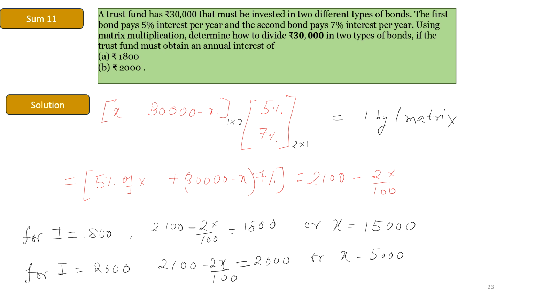Similarly, for I equals 2000 and solving for x, we arrive at the answer. That is, we need to divide the fund into 5,000 and 25,000 to receive a total interest of 2000.